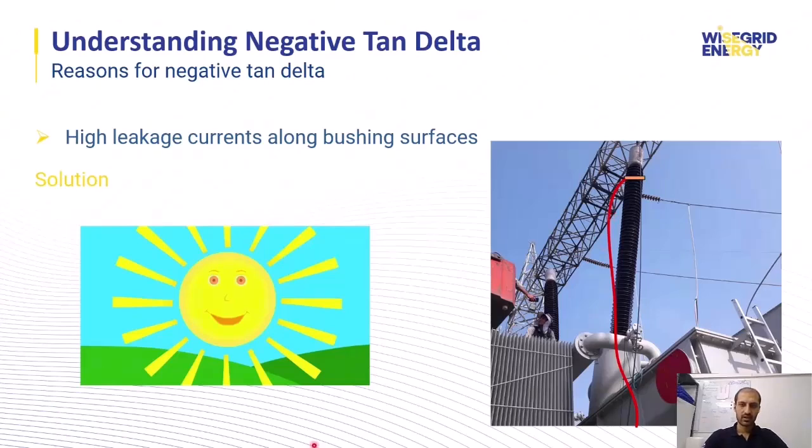So this strap collects the surface leakage current and routes it away from the measurement path, ensuring only the true dielectric current is measured. So this technique helps us to eliminate the influence of surface currents and leads to more accurate tan delta results.